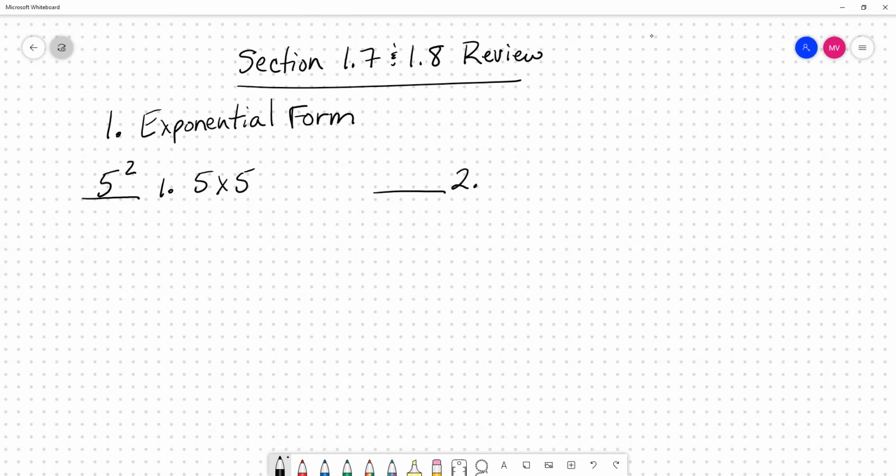So number 2, we have 13 times 13 times 13. 13 to the third power. And right, remember that to the second power is called squared, and to the third power is called cubed. All right, number 3, we have 3 times 3 times 3 times 3.